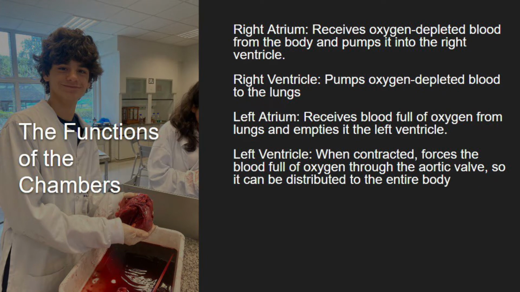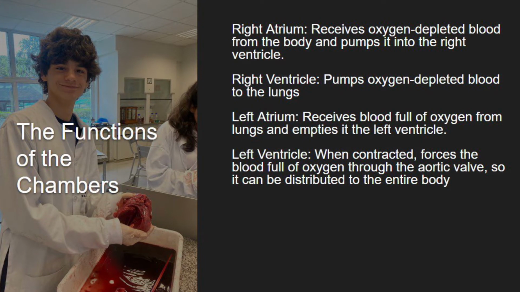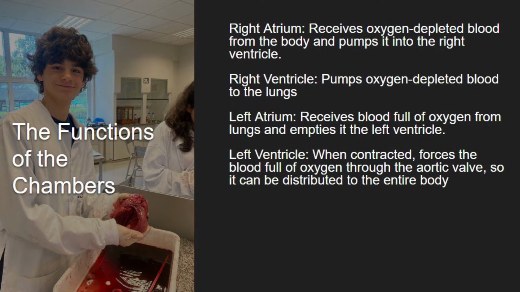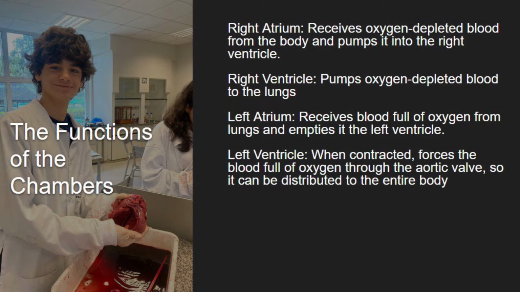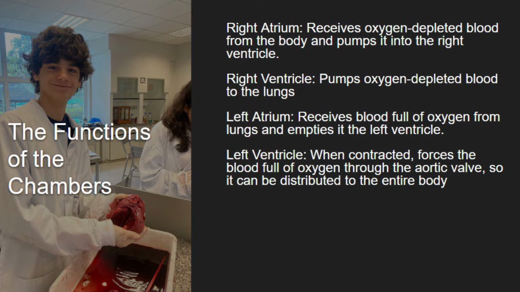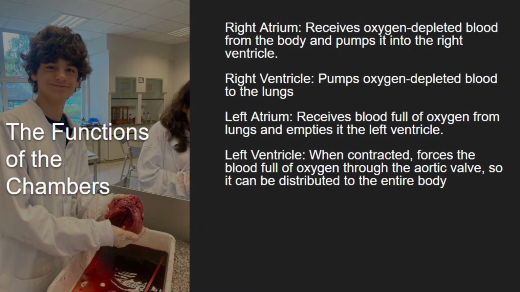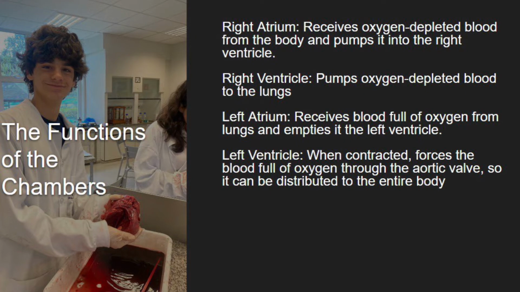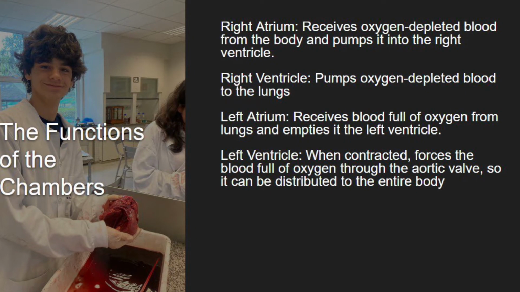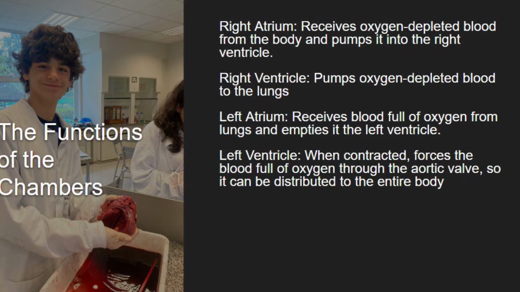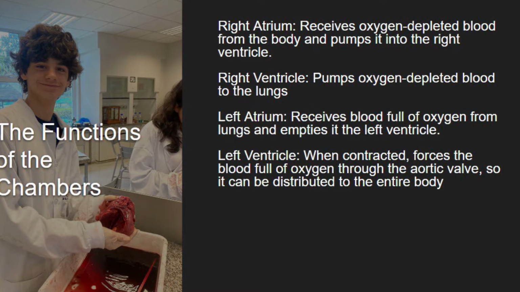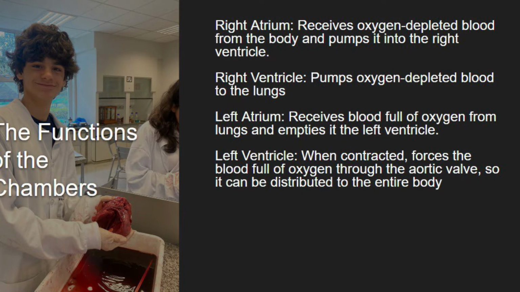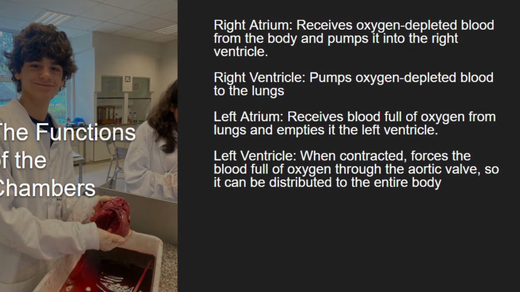The right atrium receives oxygen-depleted blood from the body and pumps it into the right ventricle. The right ventricle then pumps the oxygen-depleted blood to the lungs. The left atrium, on the other hand, receives the blood full of oxygen from the lungs and empties it into the left ventricle. The left ventricle, when contracted, forces the blood full of oxygen through the aortic valve, which will be discussed later, so it can be distributed to the rest of the body.